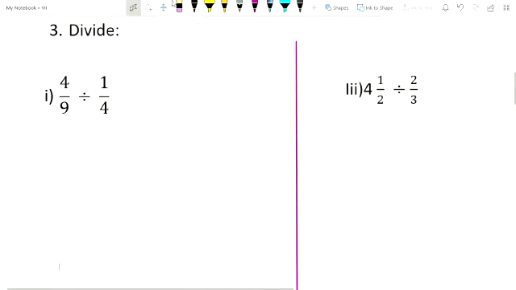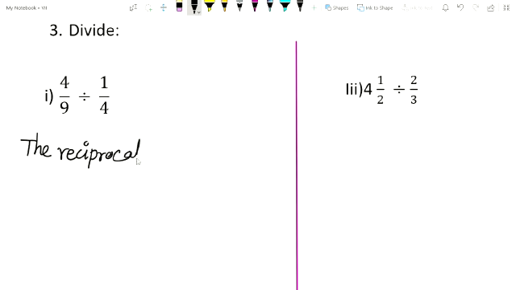Okay, children. See here, in this question, 1 by 4 is the divisor. First, you take the reciprocal. The reciprocal of 1 by 4 is 4 by 1, which we will write. 4 by 1 means 4 only. Directly you can write: the reciprocal of 1 by 4 is 4.